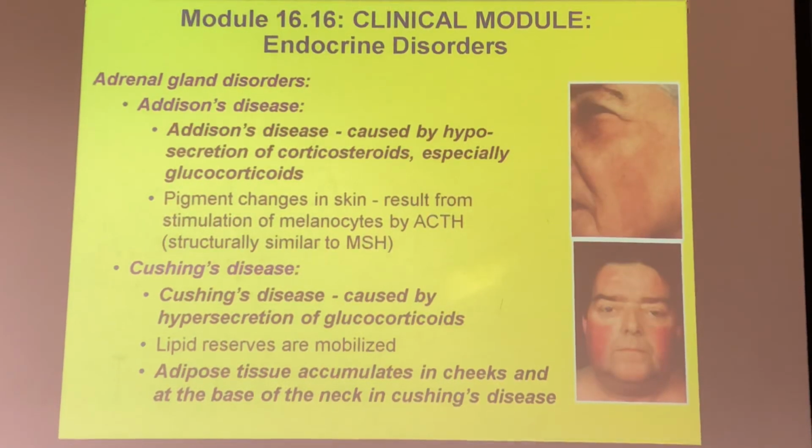The adrenal gland also can go wrong. There are two diseases related to adrenal gland dysfunction, Addison disease and Cushing disease. Addison disease is caused by hyposecretion of corticosteroids, especially glucocorticoids. Cushing disease is caused by hypersecretion of glucocorticoids. In this case, people have accumulation of adipose tissue in the cheeks and in the base of the neck.